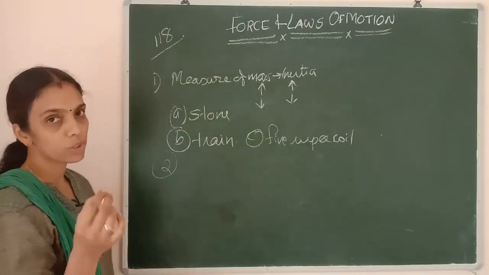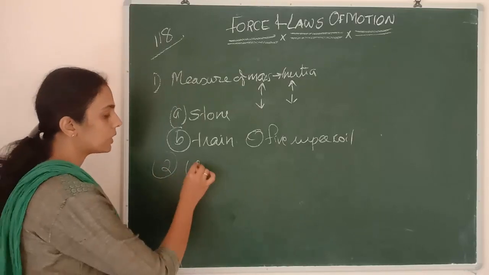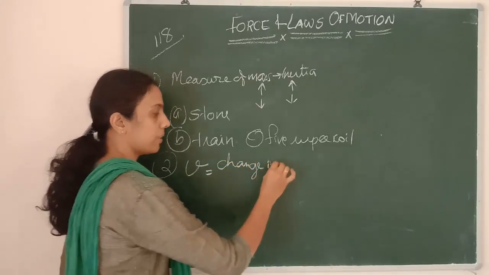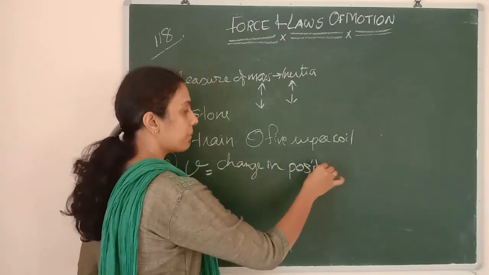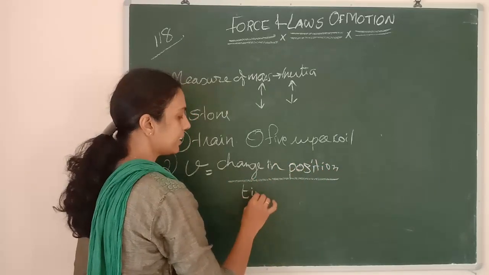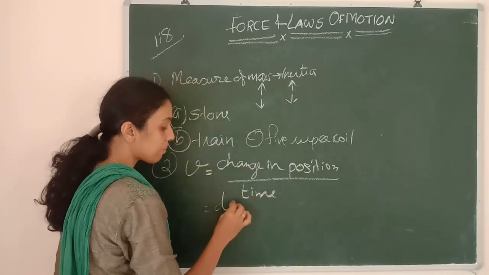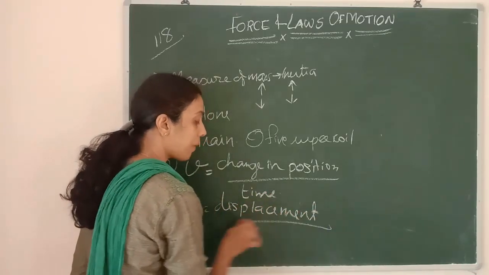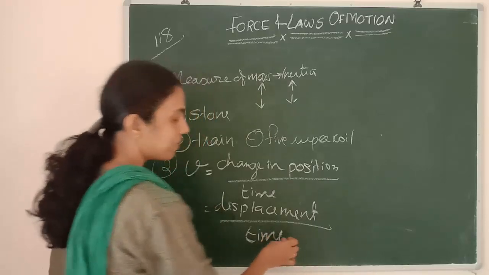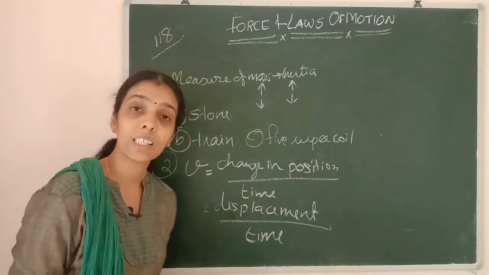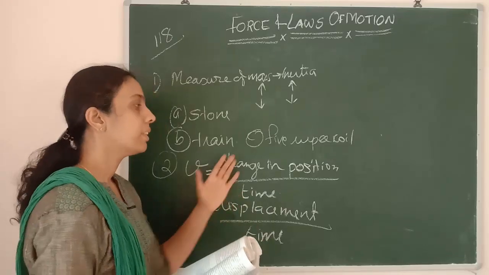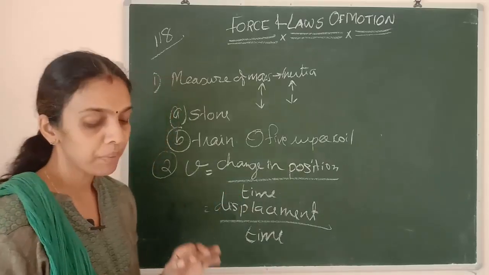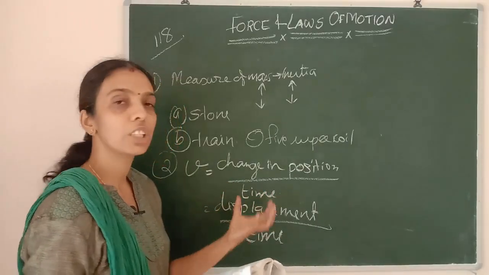So before that we should say what is meant by velocity. Velocity equals change in position divided by time, or we can write it as displacement divided by time. That is velocity, isn't it? Velocity is displacement divided by time. If the object is changing its position with respect to time, and we should mention the direction also, then only it will become velocity, isn't it? So where all is the position changing?